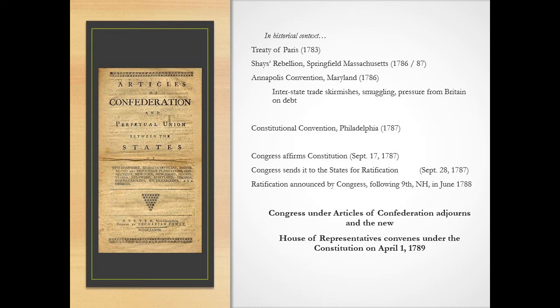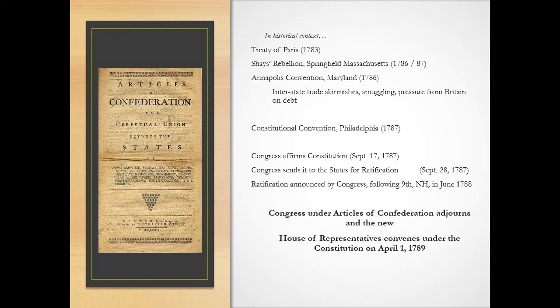Problem was, the delegates at the Annapolis Convention were only given the authority to talk about the Articles of Confederation. They weren't authorized to talk about a new constitution. And so they had to disband the Annapolis Convention and agree to go back to their state legislatures and come back one more time for the Constitutional Convention in Philadelphia in 1787.